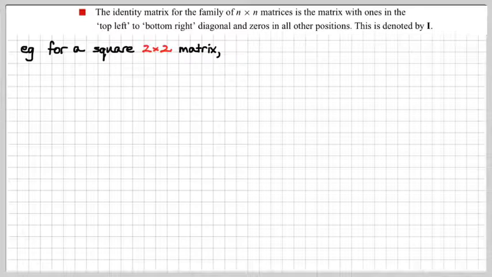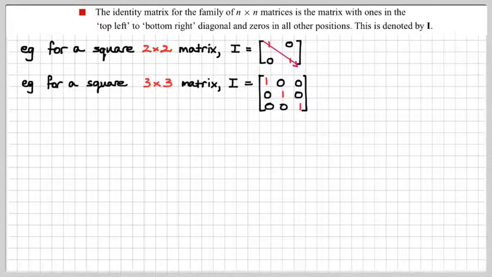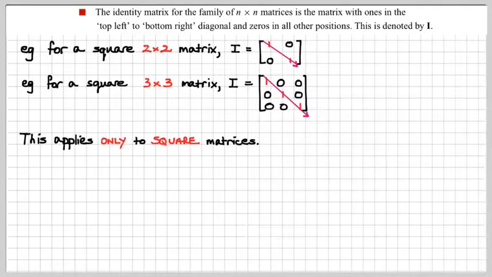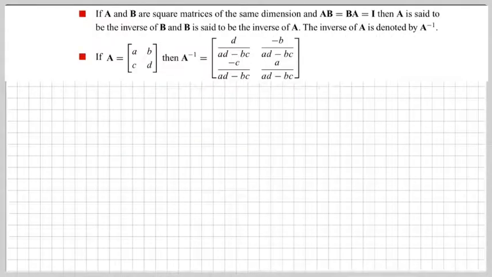Now here's some examples. For a square 2 by 2, that would be the identity matrix. They have to be square ones. For a square 3 by 3, that's what the identity matrix would be. Get that? This only applies to square matrices, yes?